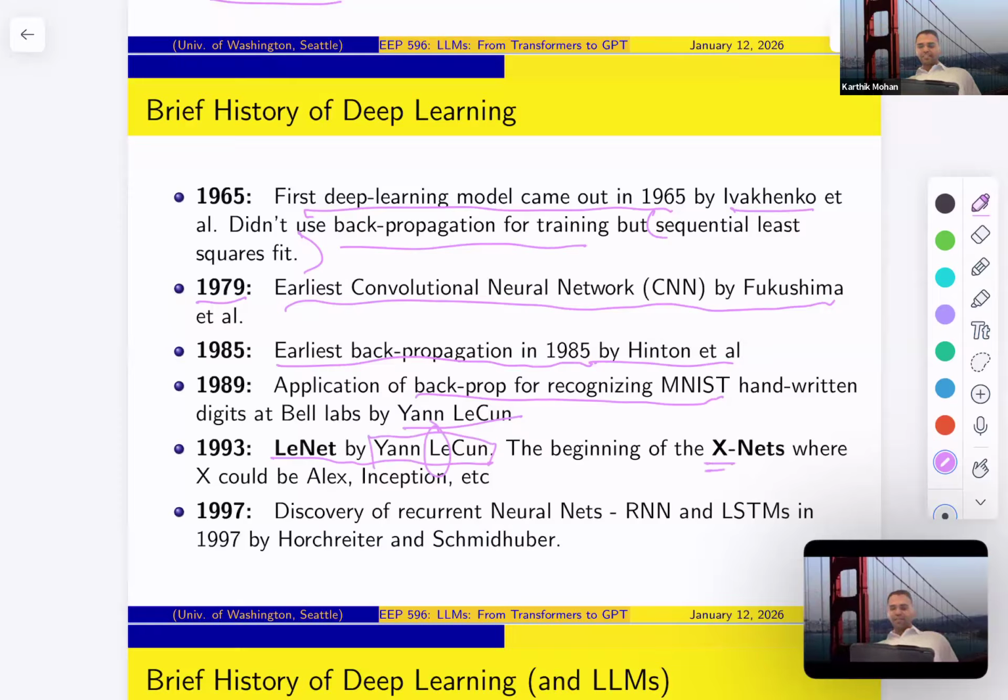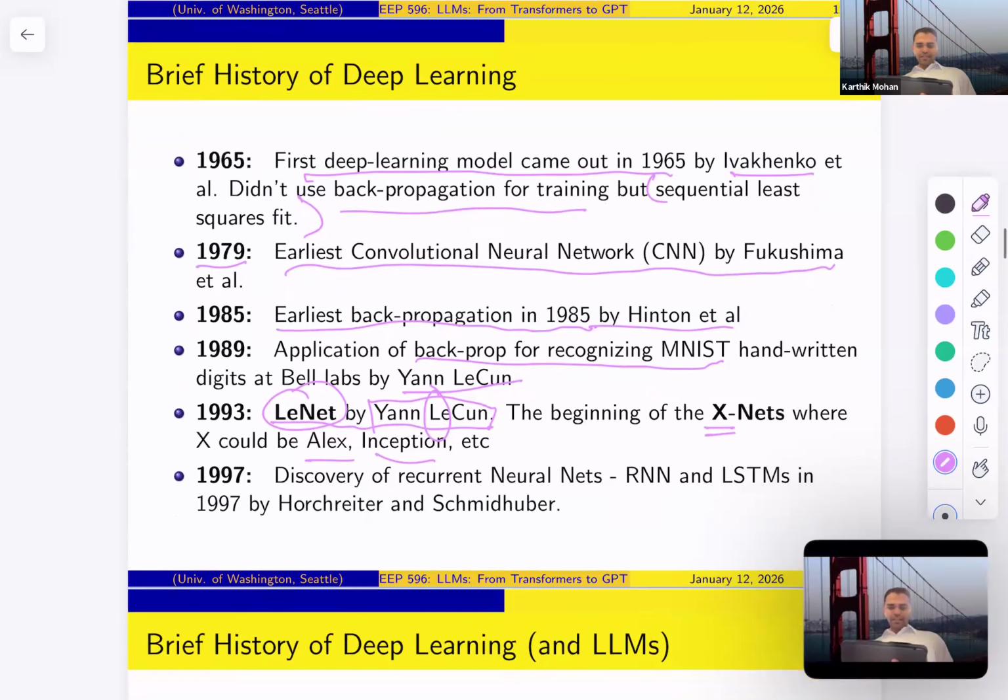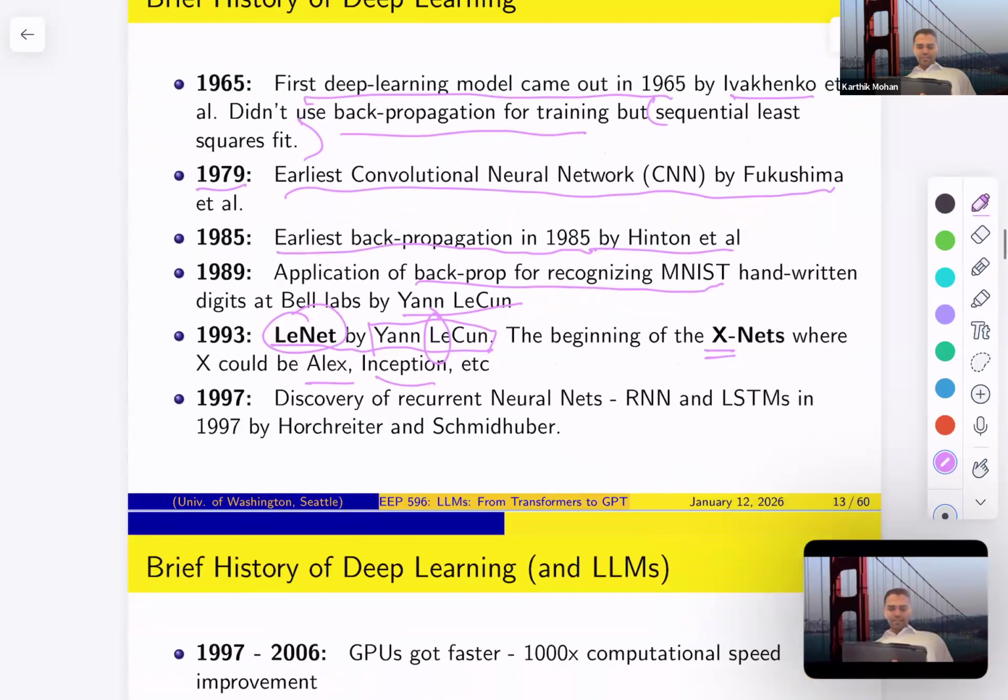And this was the beginning of XNets. So after that, there was AlexNet, this net, that net. People came up with different variations of neural network architectures and deep learning architectures, like Inception and so forth. So this was one of the first ones by Yann LeCun. And then there was a discovery of recurrent neural nets, RNNs and LSTMs in 1997.